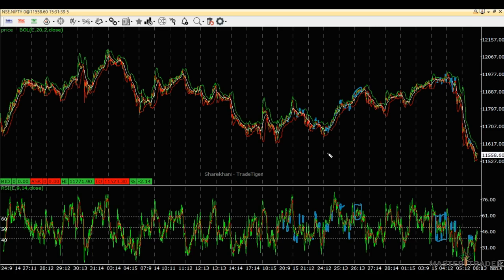So hope you enjoyed this strategy, guys. It works amazingly well. You can use it on Bank Nifty as well. Bank Nifty is a bit more volatile. That's why I prefer trading it on Nifty. Okay, but you can try it out on Bank Nifty as well, right?